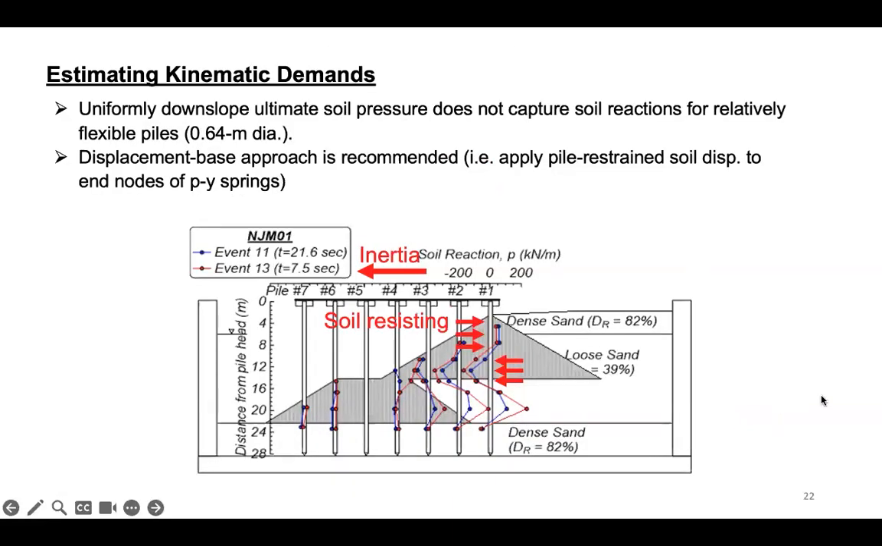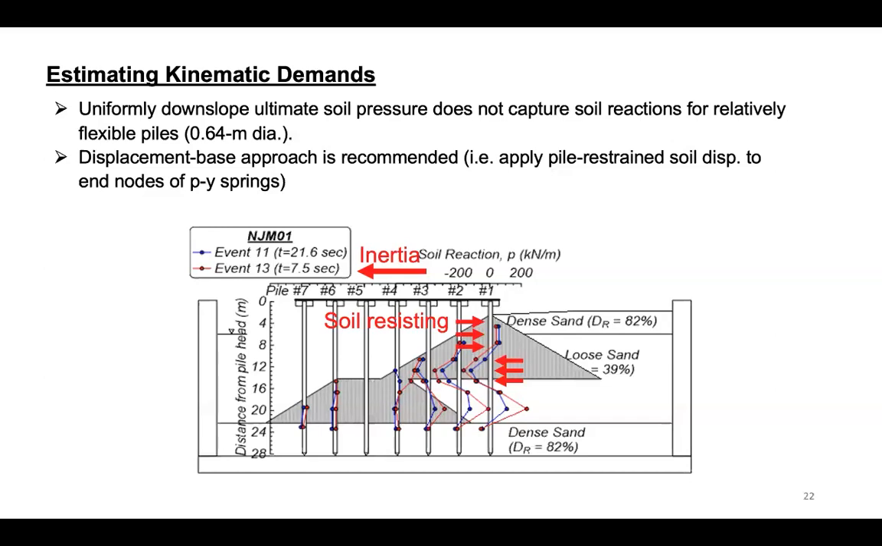The other thing that I want to mention is that when we talk about the combination of inertia and kinematic, we need to also talk about how to estimate the kinematic load. And there is a huge uncertainty in how to estimate those loads, the lateral spreading loads. Force-based approaches are commonly used as a more simple design methodology. And those force-based approaches usually assume that you're applying a uniform downslope passive pressure on the piles.